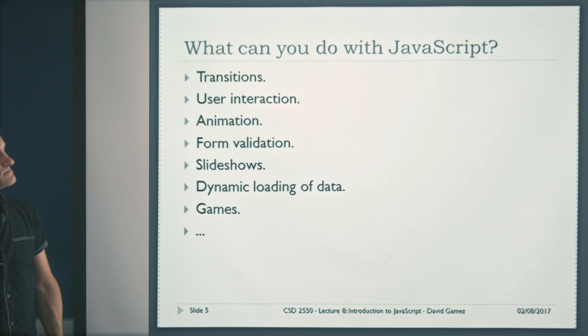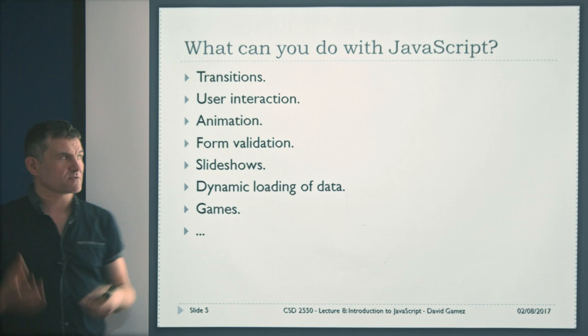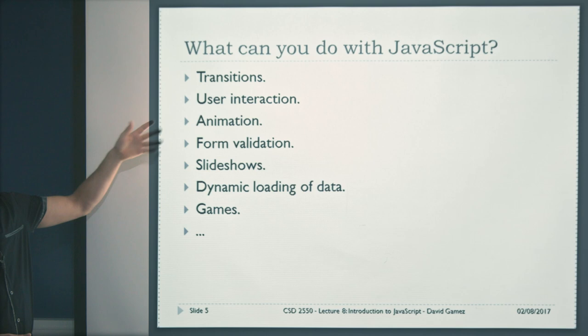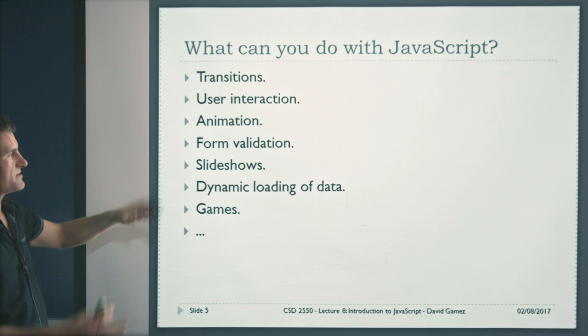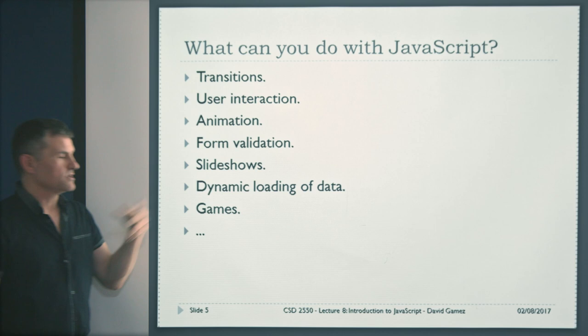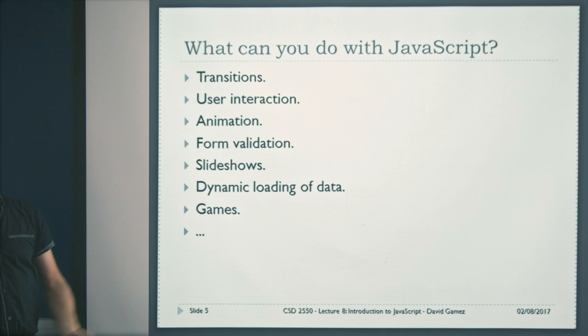So what kind of stuff can you do with JavaScript? Well, you can do transitions, flashy stuff on the web page, lots of interaction with the user, animation. A lot of people wrote games using animation the first year the course ran. Form validation, so people don't submit empty fields and so on. Slideshows, you know, picture slideshows, whatever. You can dynamically load data from the server using JavaScript. Games, and so on and so forth. It's an incredibly flexible language. I think you can even do robotics with it if you feel so inclined.